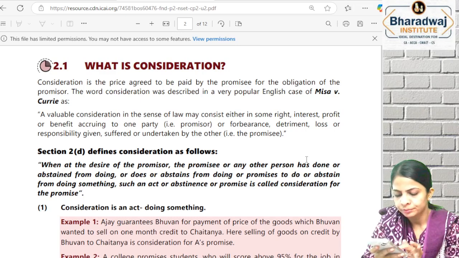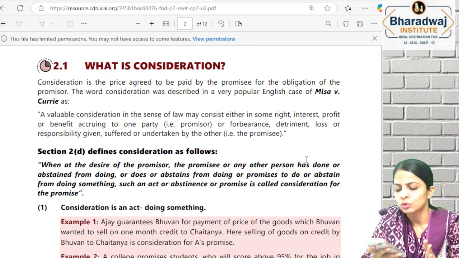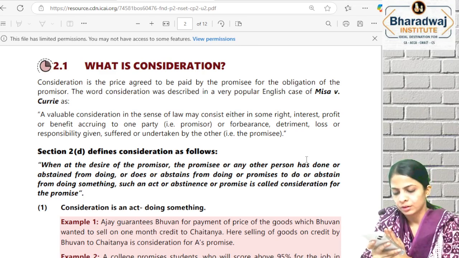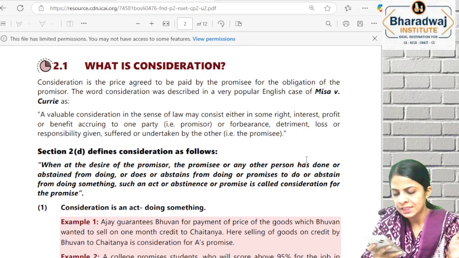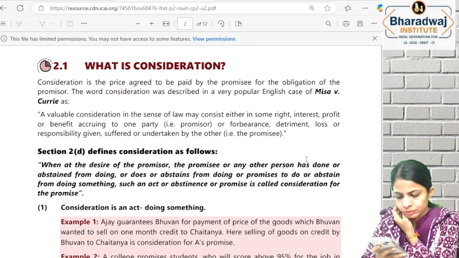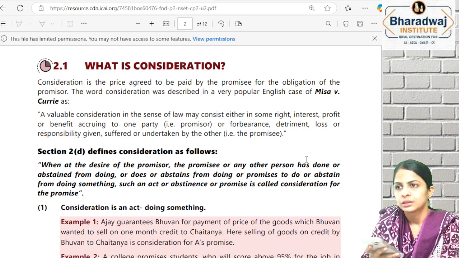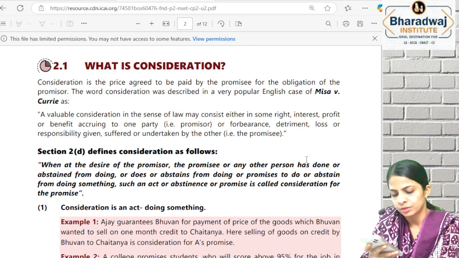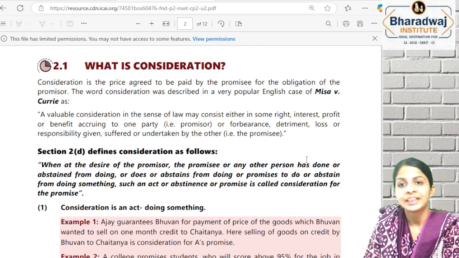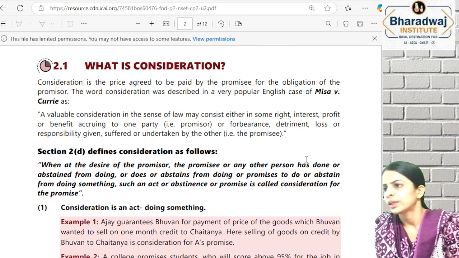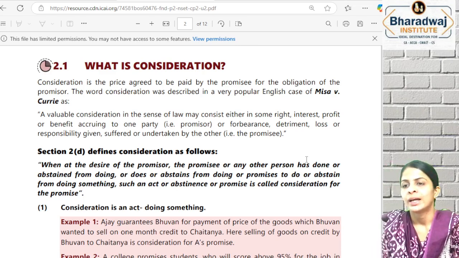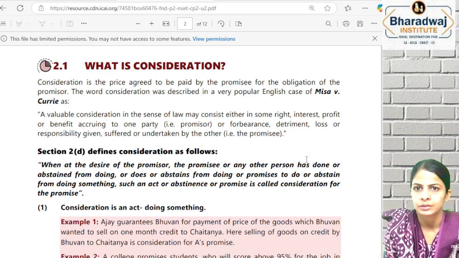Acceptance was made on, according to B, 16th. According to S, 20th. Clear? But the acceptance was revoked. Revocation, the telegram reached on 19th, and is the revocation valid or not valid? Valid. Clear?